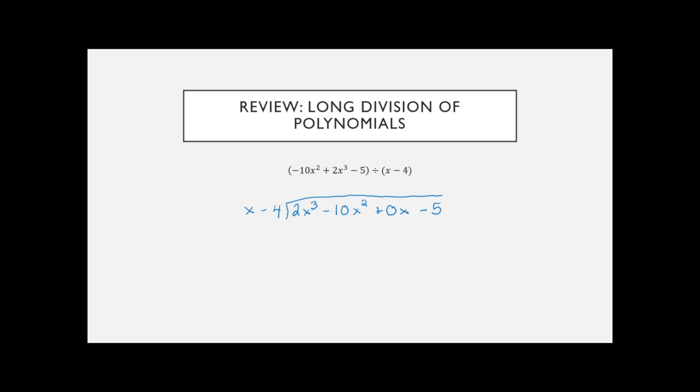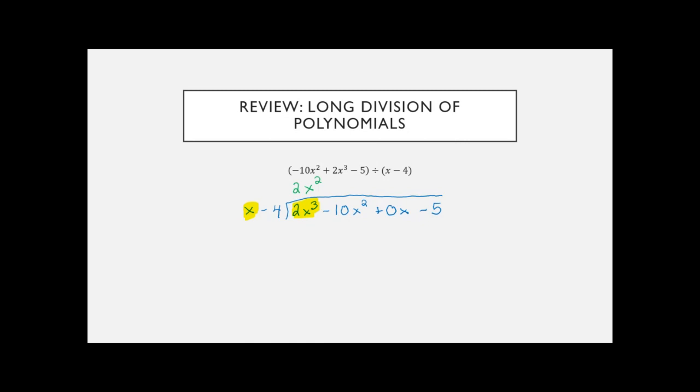When we do long division, we're always looking at the first terms and dividing them. So we're looking at 2x cubed, and we're dividing that by x. When you divide that out, you get 2x squared. So 2x squared is what we write on top. That's what we need to multiply by in order to get 2x cubed.